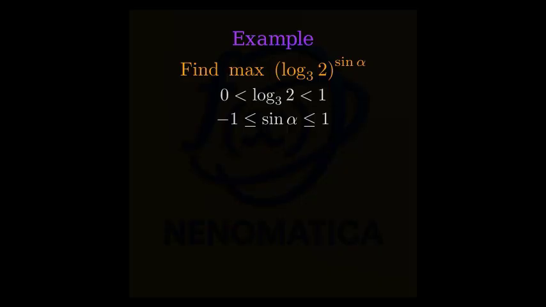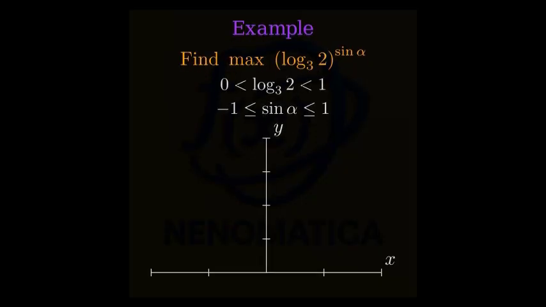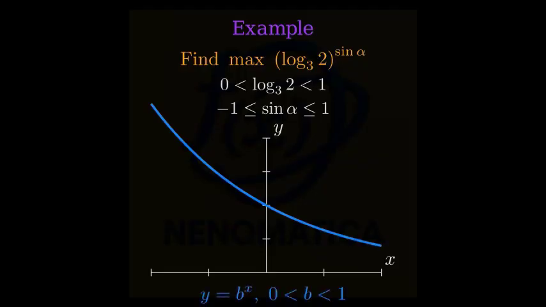Step 2. Visualize how the power function behaves when the base is between 0 and 1. The graph of b to the x is decreasing for such a base b. Therefore, to maximize b to the x, we should minimize the exponent x. For our expression, the exponent is sine of alpha, so its minimum is negative 1. Step 3. Write the maximization statement and plug in the minimum possible exponent.